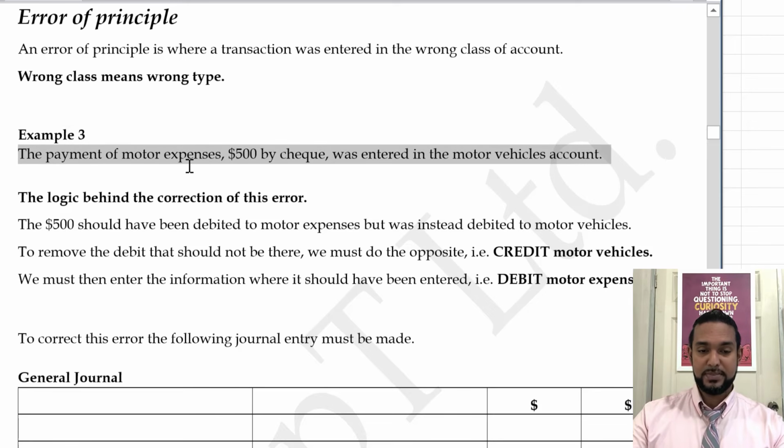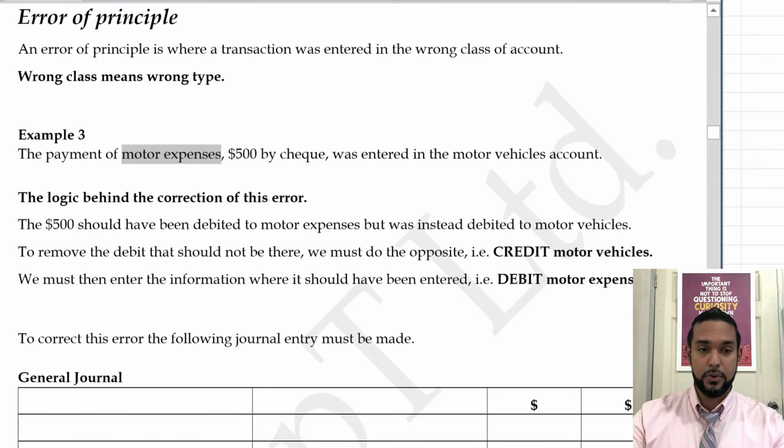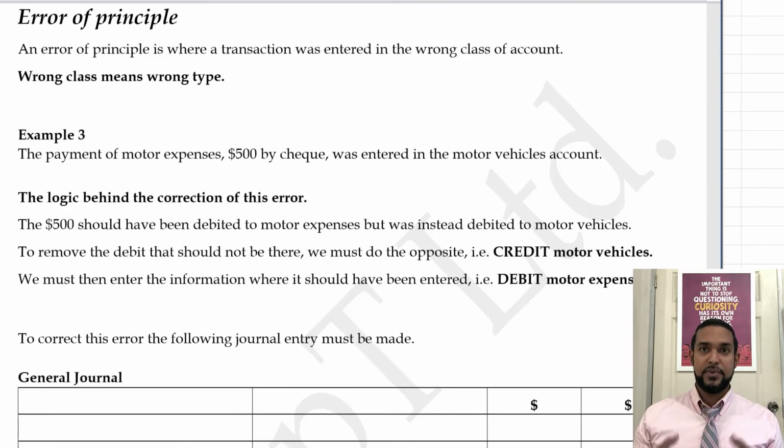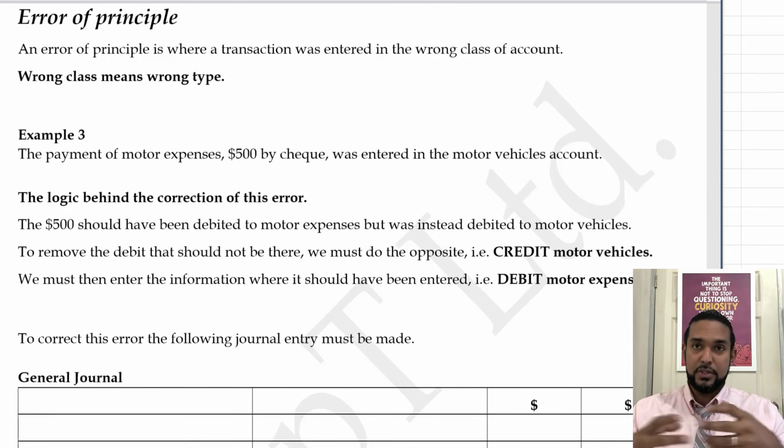So the payment of motor expenses, $500 by check, was entered in the motor vehicles account. So motor vehicles is an asset account. Motor expenses is an expense account. Now, yes, I did say at the start of the video, we spend money on assets and we spend money on expenses, but assets and expenses are different things. Assets are such things like furniture and fittings, equipment, maybe machinery, vehicles, that kind of stuff. We end up with something tangible that we own and we can use over a long period of time.